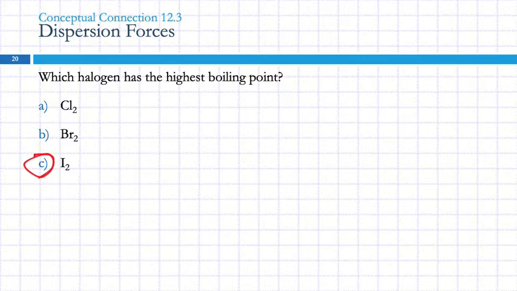There's another way you can answer this particular question. The periodic table on the wall is color-coded by state at room temperature. And so chlorine is red. Chlorine is a gas at room temperature. Bromine is blue. It's a liquid at room temperature. Iodine is black. It's a solid at room temperature. And so we can see just by their states of matter that iodine has a higher boiling point than bromine and chlorine.